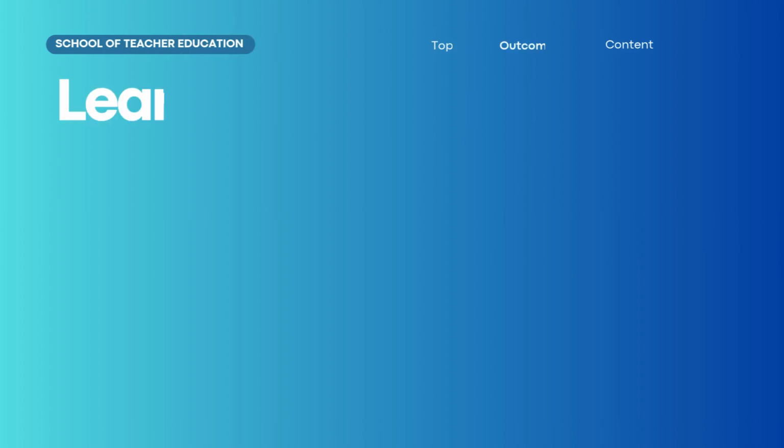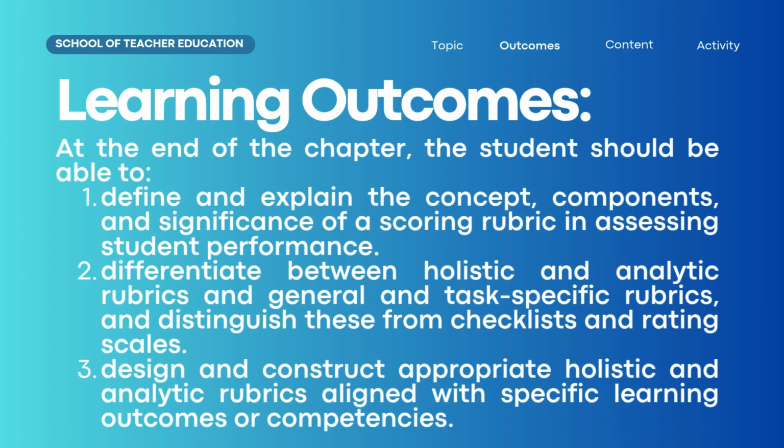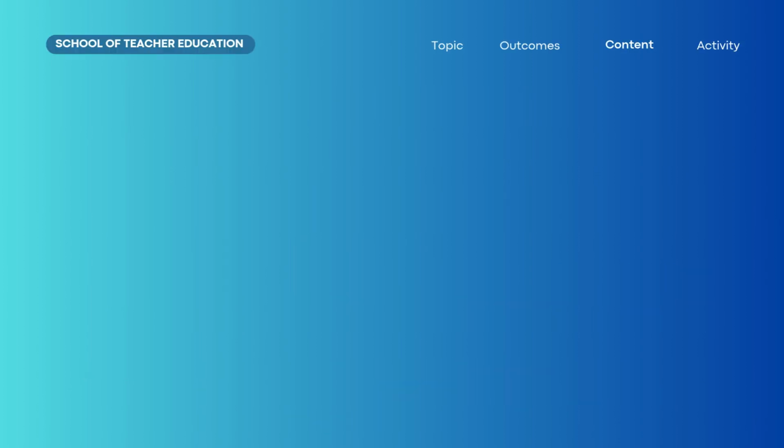In this chapter, you are expected to define and explain the concept, components, and significance of scoring rubric in assessing student performance. Differentiate between holistic and analytic rubric and general and task specific, and of course, distinguish them from checklist and rating scales, and construct your own holistic or analytic rubric with specific learning outcomes or competencies as an output in your GRASP framework from the last topic of authentic assessment.